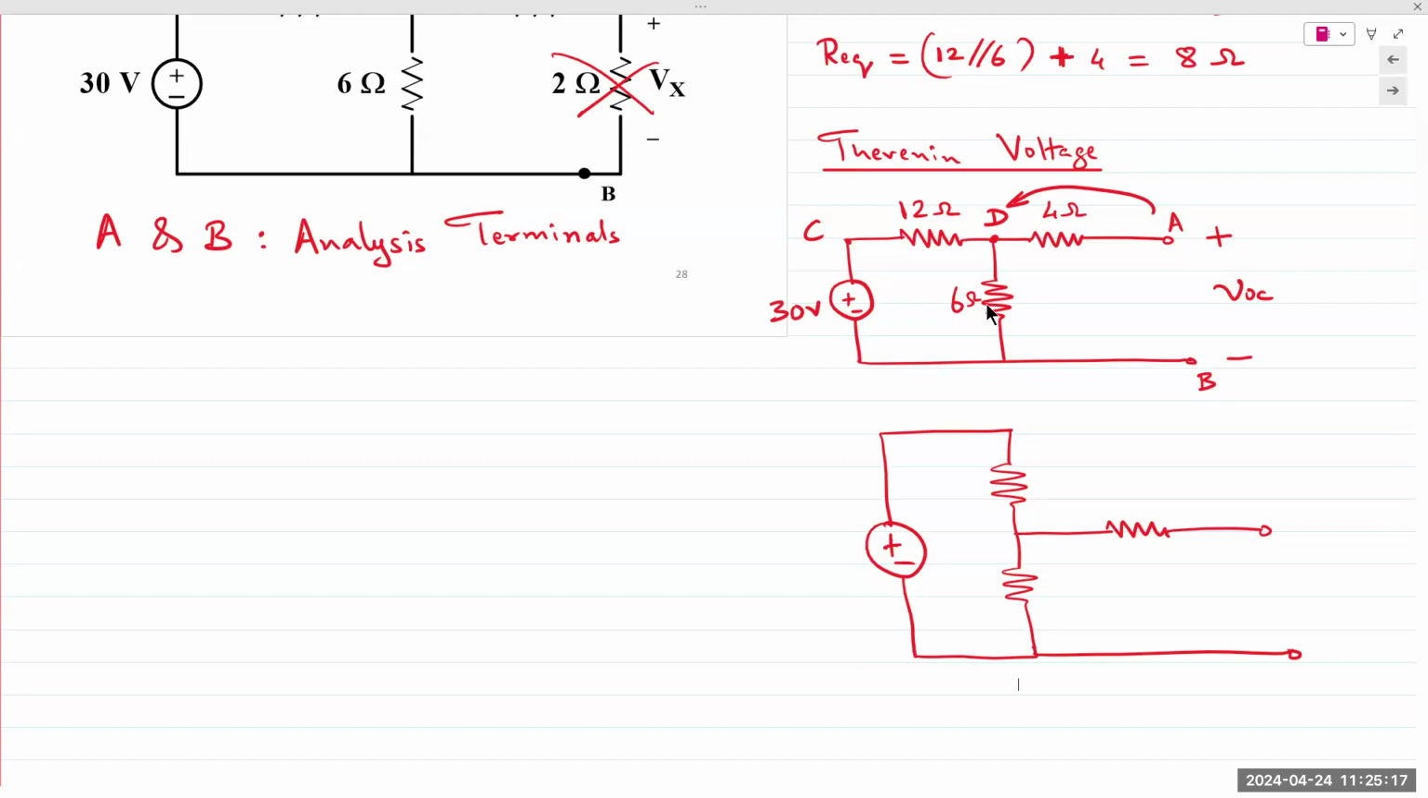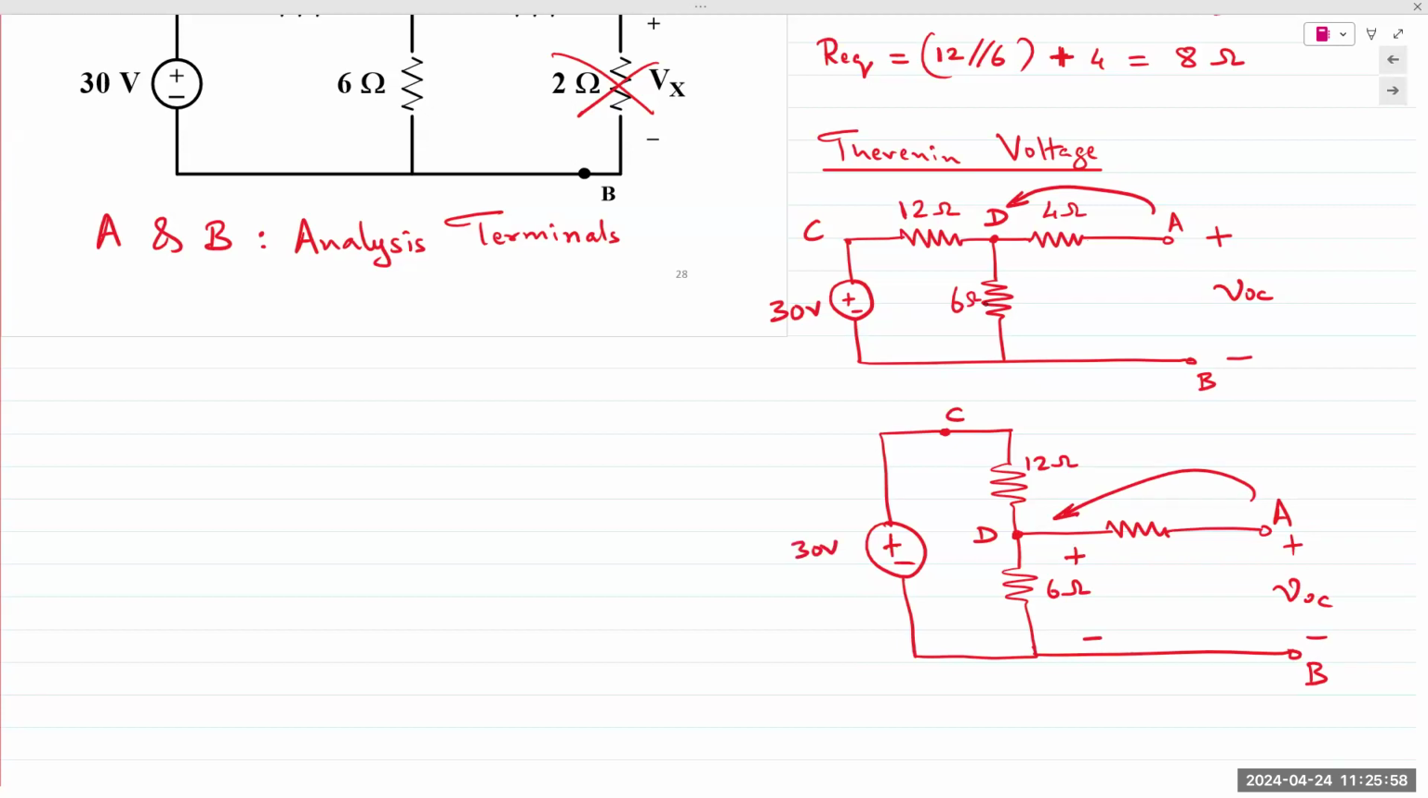But we need to find voltage, right? We are solving for Thevenin voltage. We want the answer for VAB, voltage at A measured with reference to B. In this case, VAB is the same as VD. This is D, this is A, this is B. If A is the same potential as D, that means I need to find the voltage across the 6 ohm resistor. And because 12 and 6 are in series, this is node C.